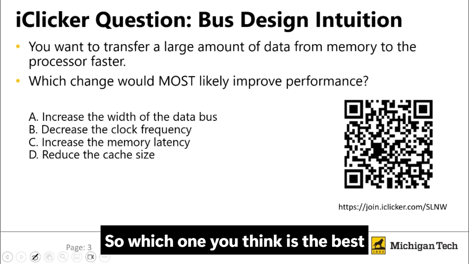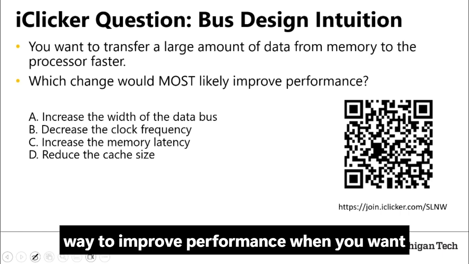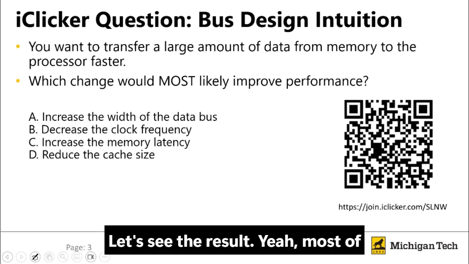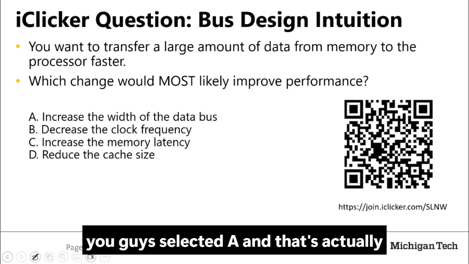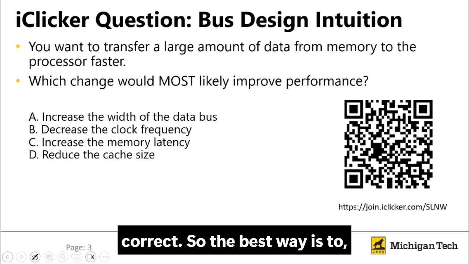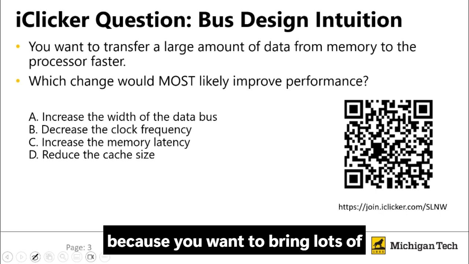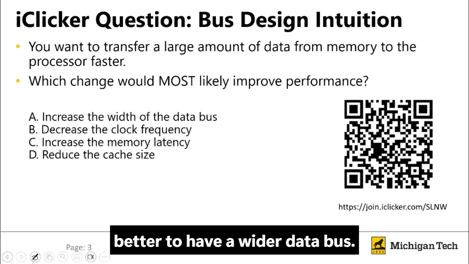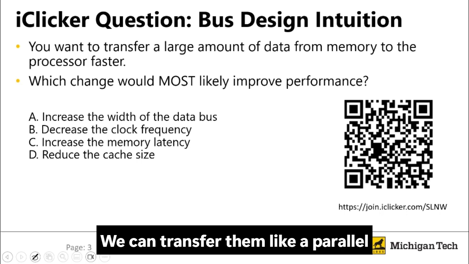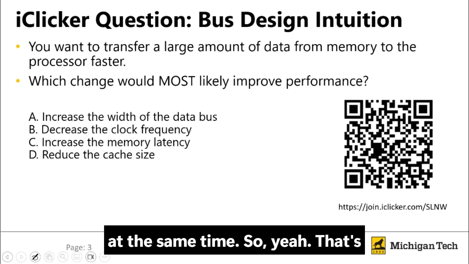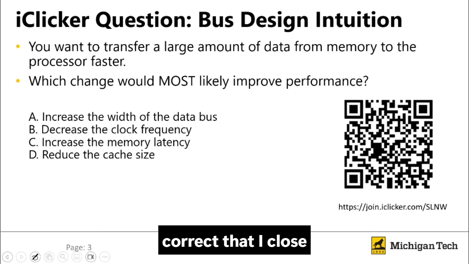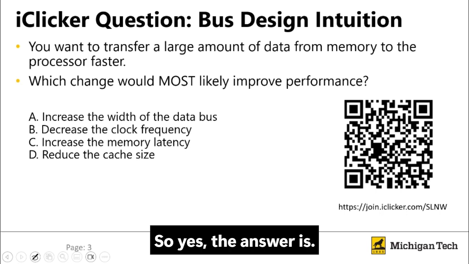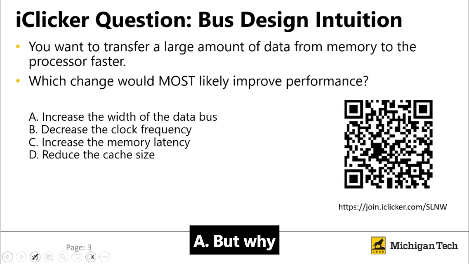So which one do you think is the best way to improve performance when you want to bring lots of data in? Let's see the result. Most of you selected A, and that's actually correct. Because you want to bring lots of data and copy it into cache, it's better to have a wider data bus so you can transfer them in parallel at the same time. So yes, the answer is A.